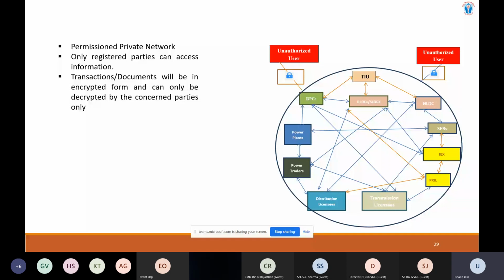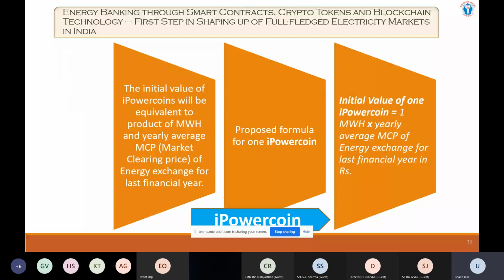You can have all the transactions in these particular crypto tokens, so that siphoning of money or corruption angles can be avoided. Firstly, you have to derive the value of the iPower coin. You can derive it from the market clearing price of the energy exchange, the average MCP of the energy exchange for the last financial year in rupees. The first price can be derived from that. Suppose for 100 rupees you are getting one power coin, so you need to correlate with the power prices.